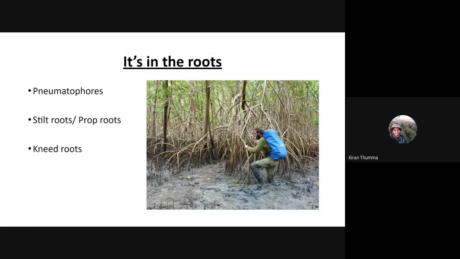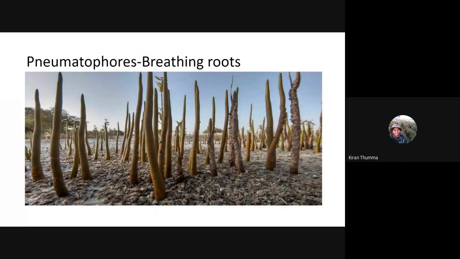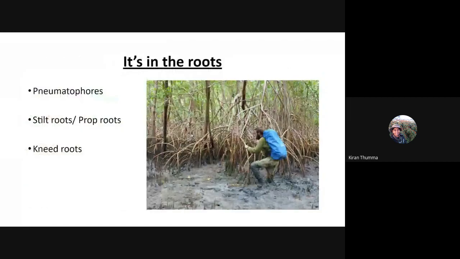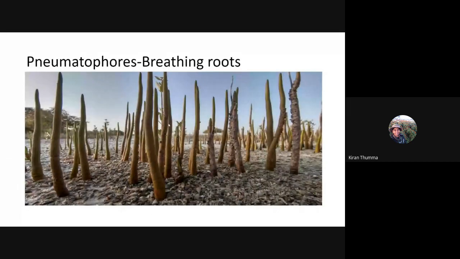Then you have to think, the soil is so compact, then how will roots get air? The soil is so compact that air can't go down, so the roots have come up, and these roots are known as pneumatophores. These are known as breathing roots.